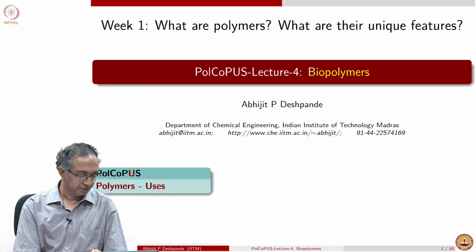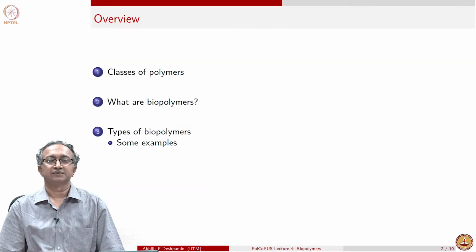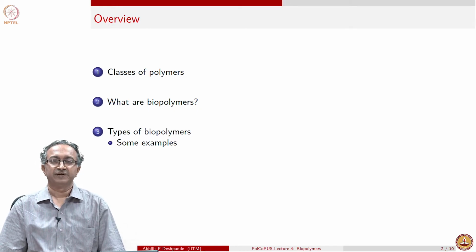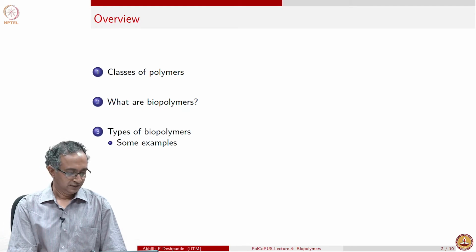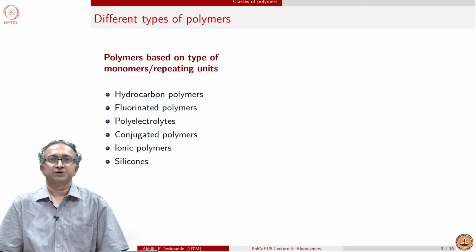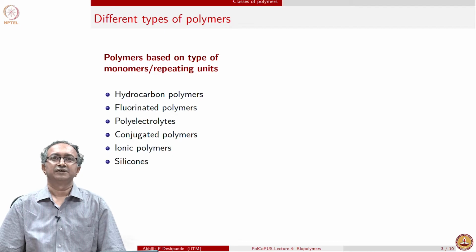We will do this by first looking at various ways in which we talk about classification of polymers, and then we will define biopolymers and then take a few examples of these biopolymers, especially with their applications in mind. So let's begin in terms of how we look at different types of polymers.